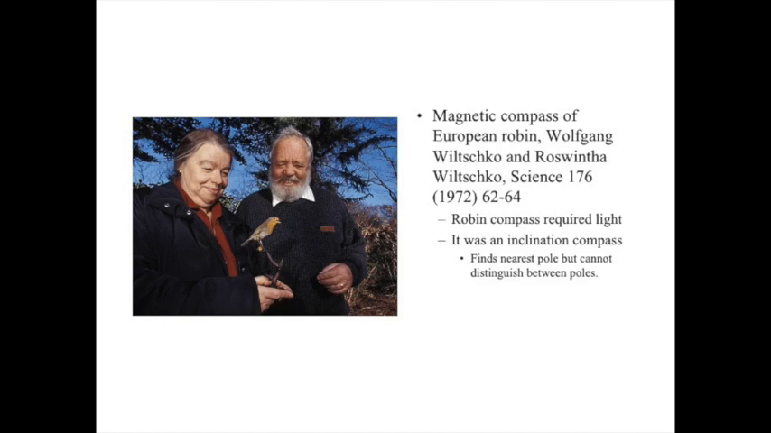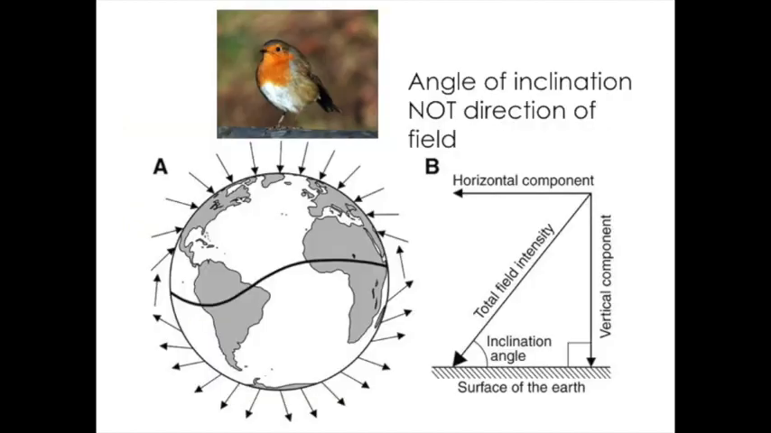And what the Wiltschkos showed is that the compass that robins have is peculiar. Well, it's not peculiar to animals. Many animals have this, but it's not like a Scout's compass. It's not like a simple magnetic compass that we'd use for trekking around the Lake District. It requires light to work. And it's an inclination compass. It finds the nearest poles, but cannot distinguish between poles. So unlike a Scout's compass.